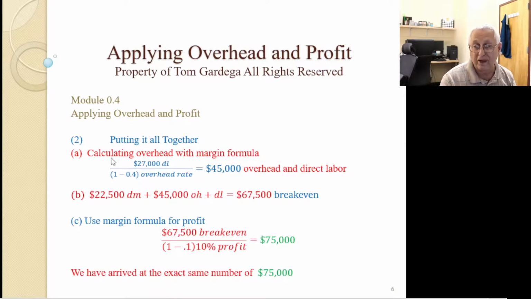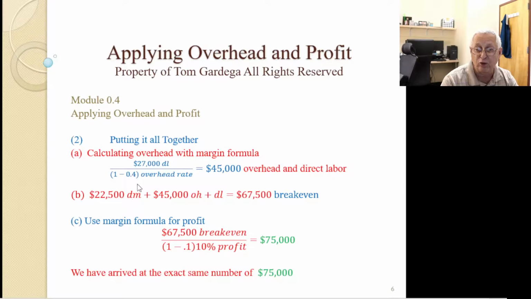Putting it still further, calculating overhead with a margin formula, we take that $27,000 direct labor, the estimated labor at this point, and we divide it by, in brackets, 1 minus 0.4, which is our overhead rate, and that equals 45,000. That is overhead plus direct labor, the combined effort of direct labor plus overhead.